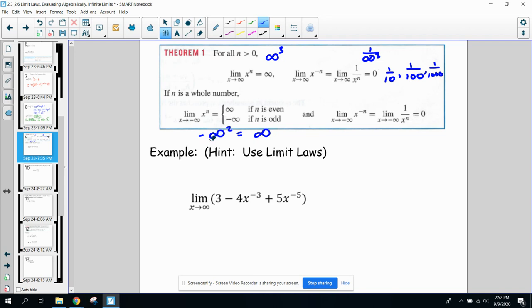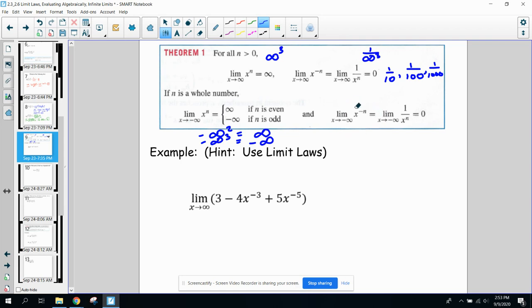But if my exponent is odd, like negative infinity to the third, then I will have a negative infinity, just like with numbers. If I had negative 2 squared, I get positive 4. But if I had negative 2 to the third, I would get negative 8. So it really depends on the even or odd of the degree.